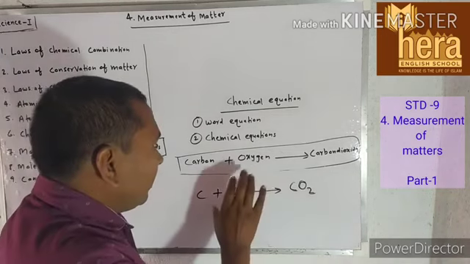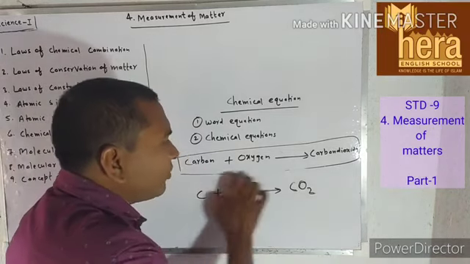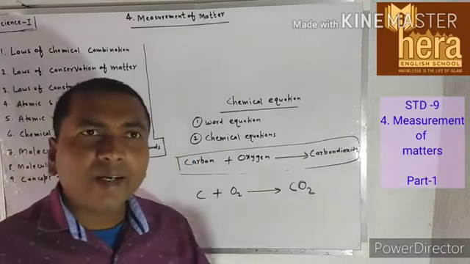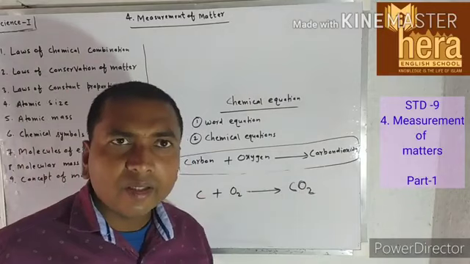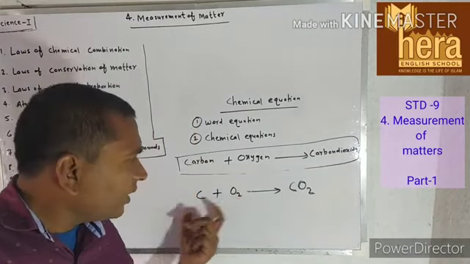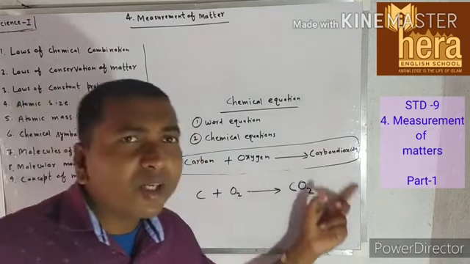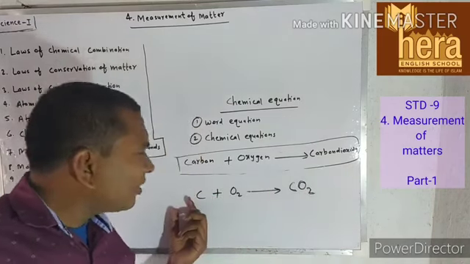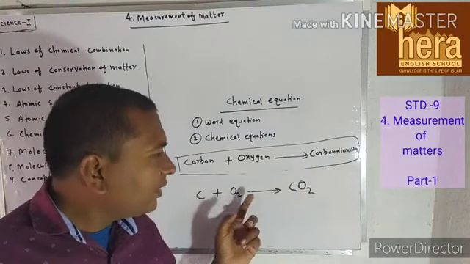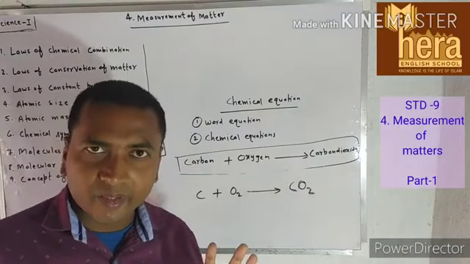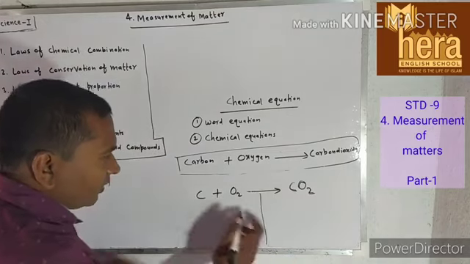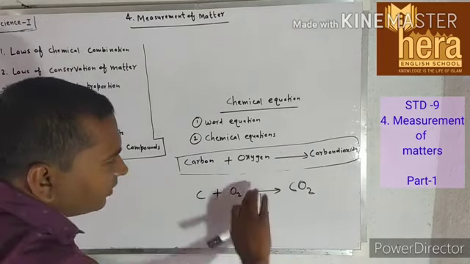Actually, if you want to check whether this equation is balanced or not, how can you say a chemical equation is balanced or not? Then you have to count the number of atoms on the reactant side and the number of atoms on the product side. If the atoms on the reactant side and product side are equal, then that equation will be balanced. Understood? So let's check. This is reactant, this is reactant, this is product.